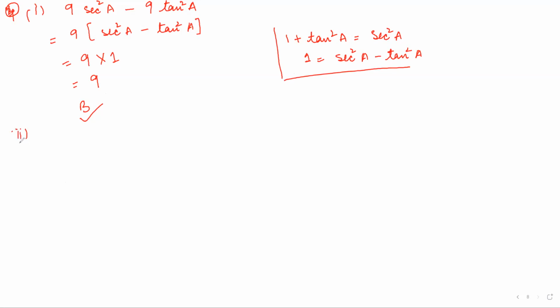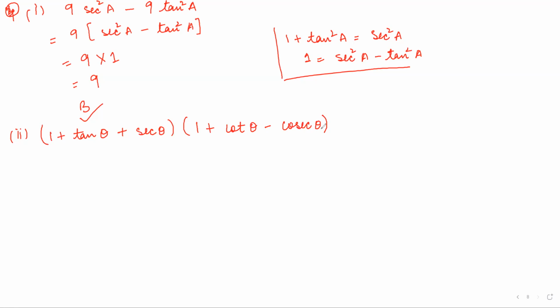Now second part. 1 plus tan theta plus sec theta into 1 plus cot theta minus of cosec theta. So you have to find its value, right, Abdullah? Yes, ma'am.